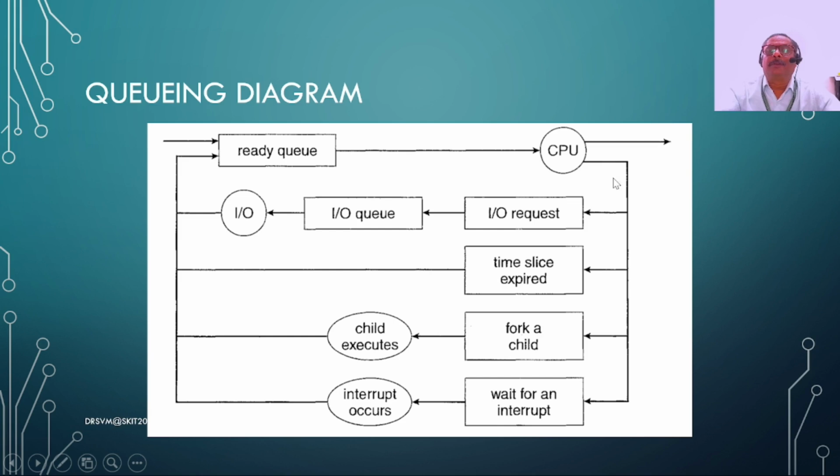Or the process which is currently running may ask for a fork operation. When a fork operation is done, a child is created, and the child is allowed to execute. Till the child is running, the parent process has to wait. So it will be in the waiting state, and the child process continues to run. Once the child process execution is completed, the parent process is put back onto the ready state.